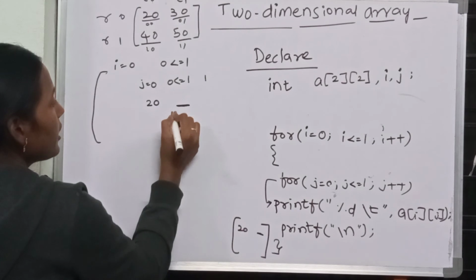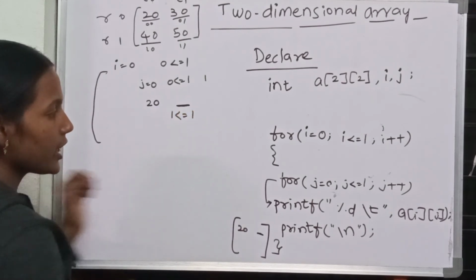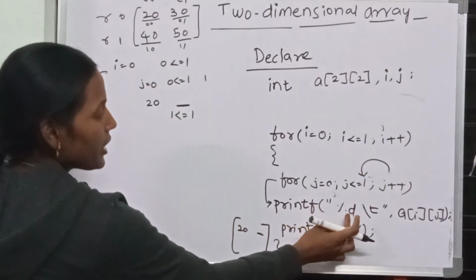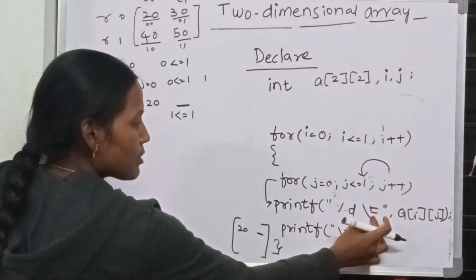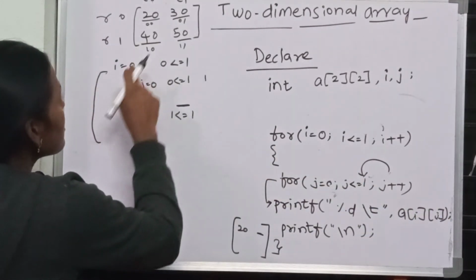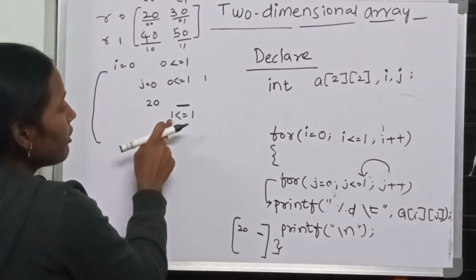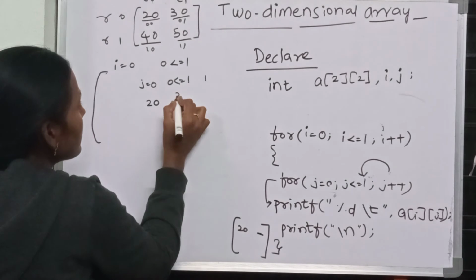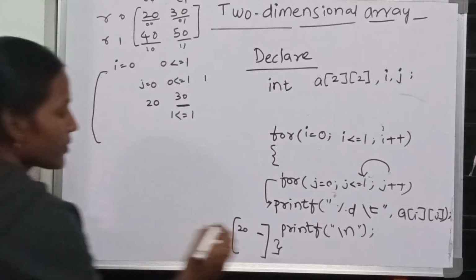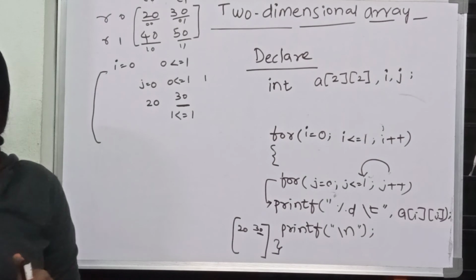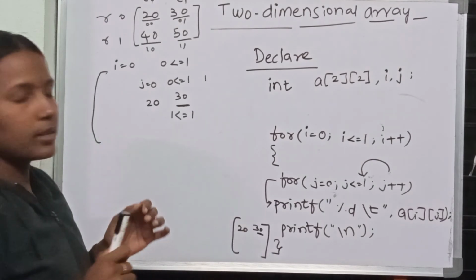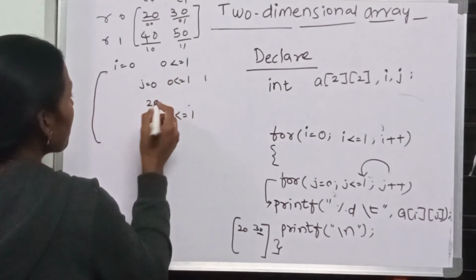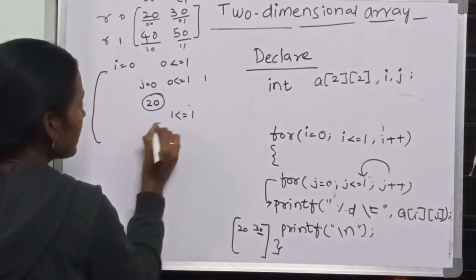Next, j becomes 1. 1 is less than or equal to 1. Again condition true. What are you printing? %d, tab space, a of ij. i is 0, j becoming 1. That means here we are going to print 30. Sorry for the disturbance. That means here first we are printing 20, next we are printing 30.